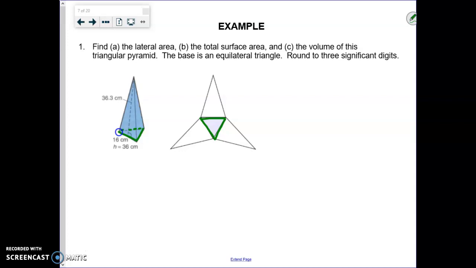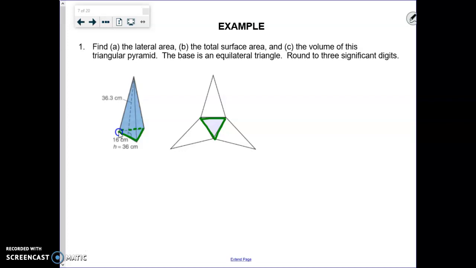We want to find the lateral area, the total surface area, and the volume of this triangular pyramid. The base is an equilateral triangle, and we want to round to three significant digits. Now I have supplied you with the net here. If it helps you to do this, you can draw this out. I also have, again, the original problem.